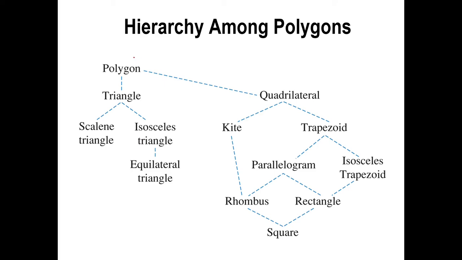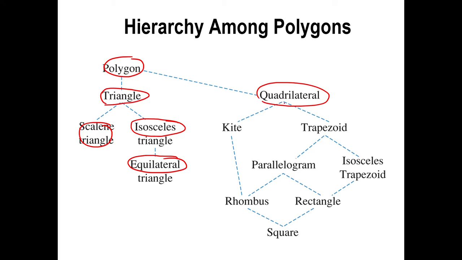Hierarchy among polygons. Polygons are simple closed curves that consist of line segments. A triangle has three sides and it can be broken down into several categories. Scalene triangles are triangles where all of the sides have different lengths. Isosceles triangles are where two sides are congruent. Equilateral triangles are where all three sides are congruent.